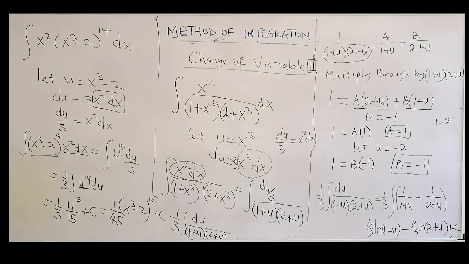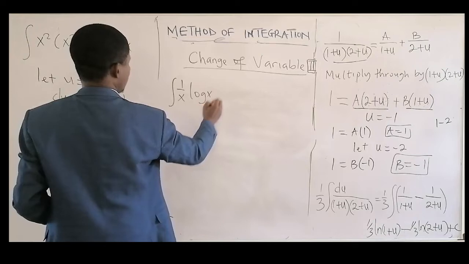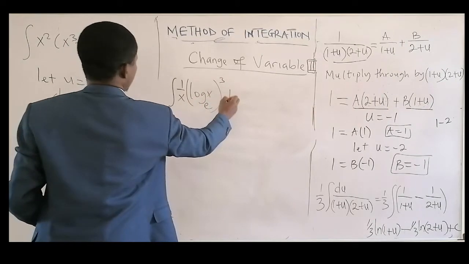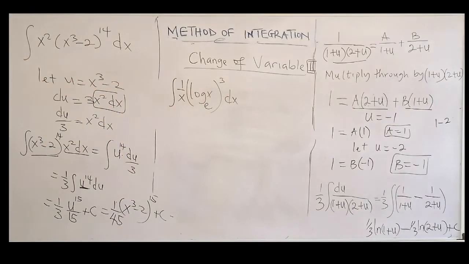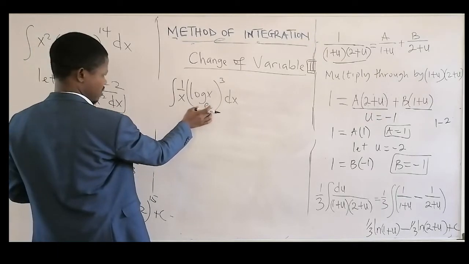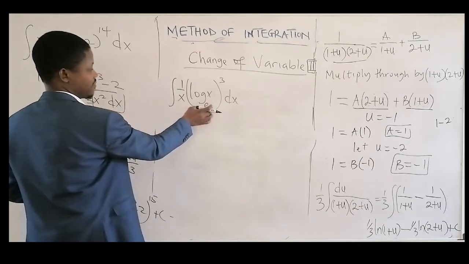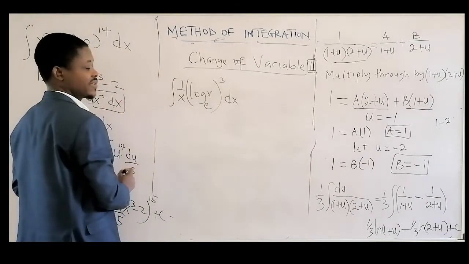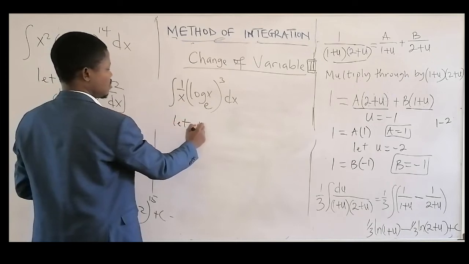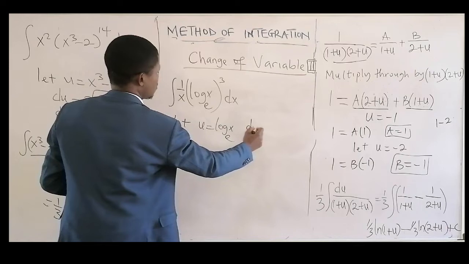We can take one more question also. Let's briefly take another question. The integral of 1 over x times (log x base e) to the power 3 dx. Let's look at that question. For this question, the best way is to look for a substitute for this one. If you substitute for this one, you're going to have 1 over x, because the derivative of log x is 1 over x. So let u be equal to log x base e.